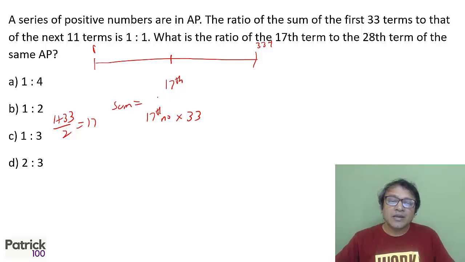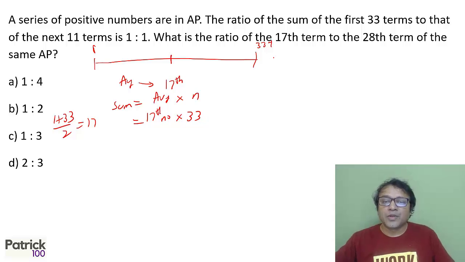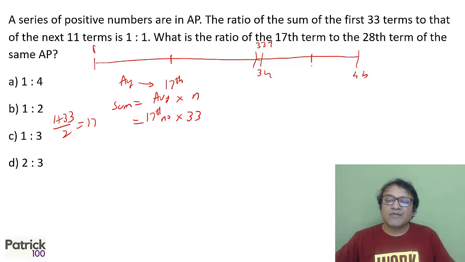Sum is nothing but average. Average is the middle number into n. So average is the 17th number into the number of numbers, 33. Now the next 11 numbers, from 34 to 44, so the average is the 39th number. So the 39th number into 11 numbers is the sum.